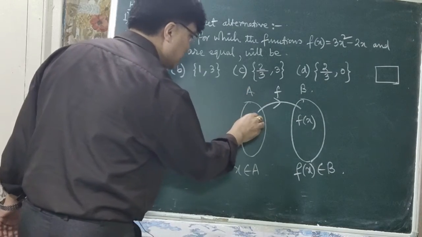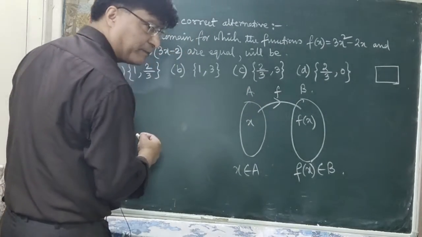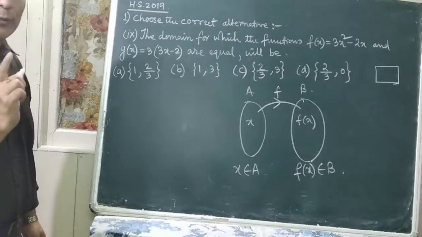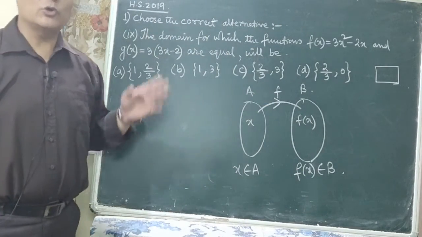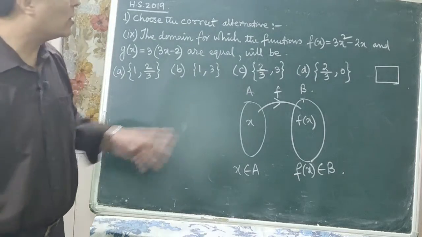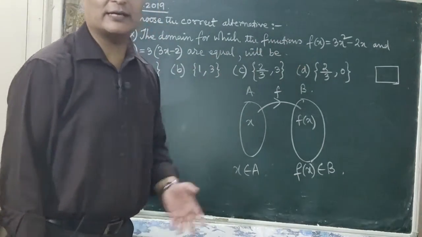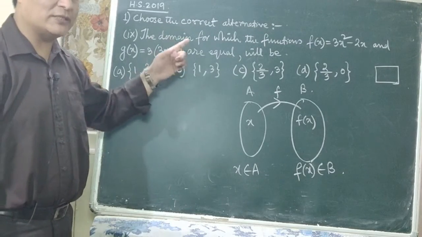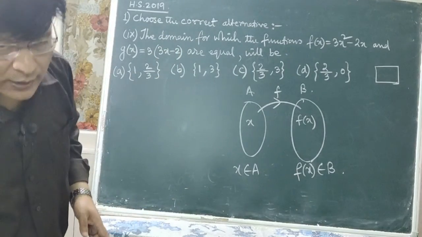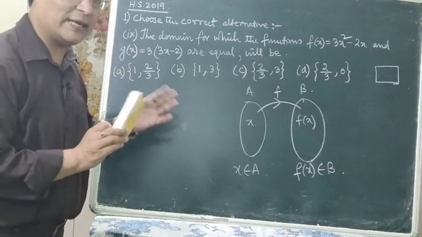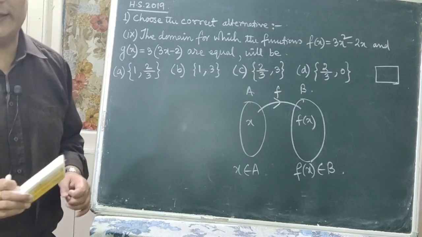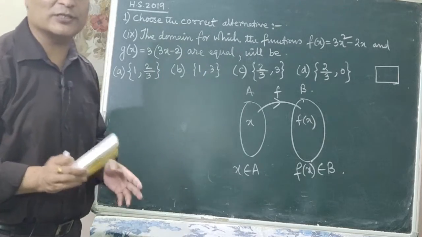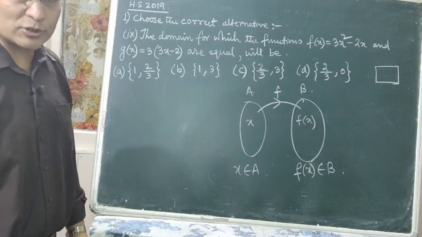This A, that is x, is the domain of f, and this f of x is the range of f. That means domain means you have to get those set of values of x for which these two functions are equal. So you have to get those values of x for which these two functions are equal. So I think you have understood it.